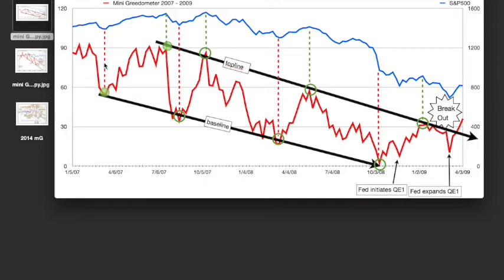These lines contain the sequence of readings of the mini Greedometer, shown here in red. Of course, the S&P 500 is still in blue. What you'll quickly notice is there's a strong correlation with points in time where the S&P 500 reverses course when the mini Greedometer reaches the baseline and the top line again and again.